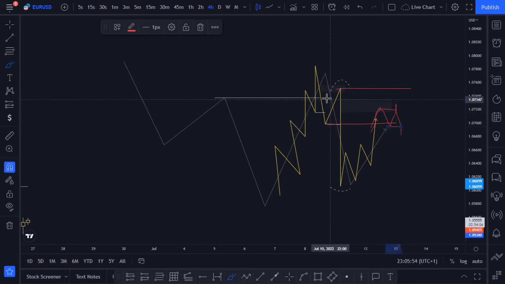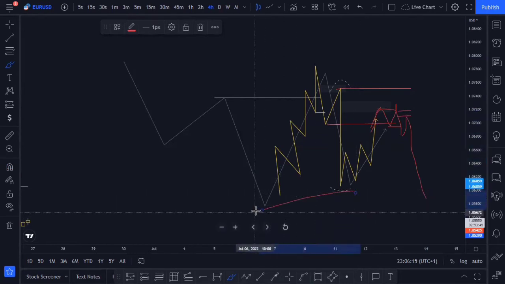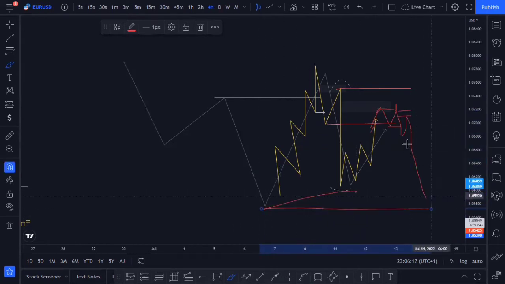So you can see that now 4-hour structure is aligned with the daily structure, and 4-hour order flow is aligned with both daily structure and 4-hour structure. So we can maybe take sells from somewhere here, if we get the necessary confirmations to take out this low. So this is how I'm looking at it.